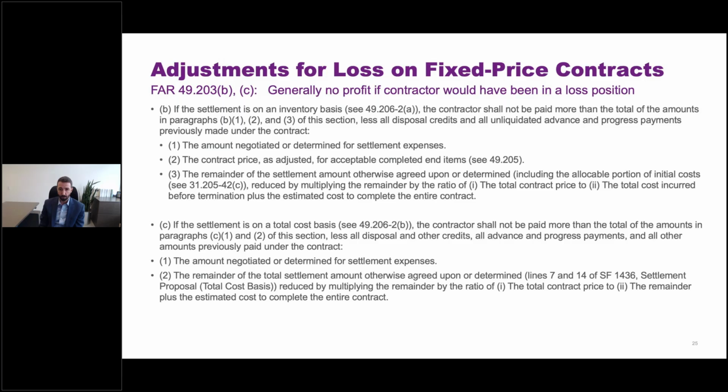So there's sort of two main mechanisms for that, depending on whether the settlement's on an inventory basis or a cost basis, but the same idea is at play in both, of decrementing based on whether the contractor was in a loss position, which can be a difficult thing. It's a bit of a counterfactual, and we'll talk about that a little more when we pick up next time. So let me pause there to give Joshua a chance to do that last password.